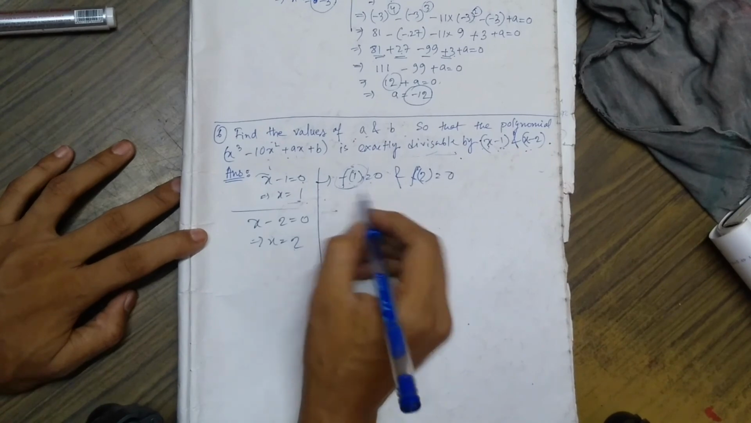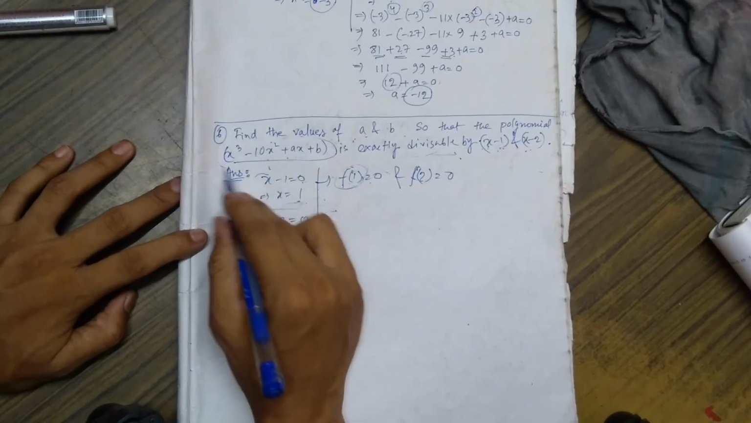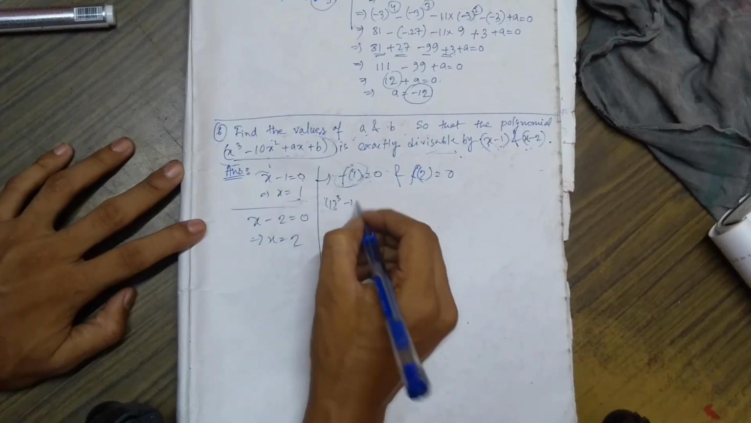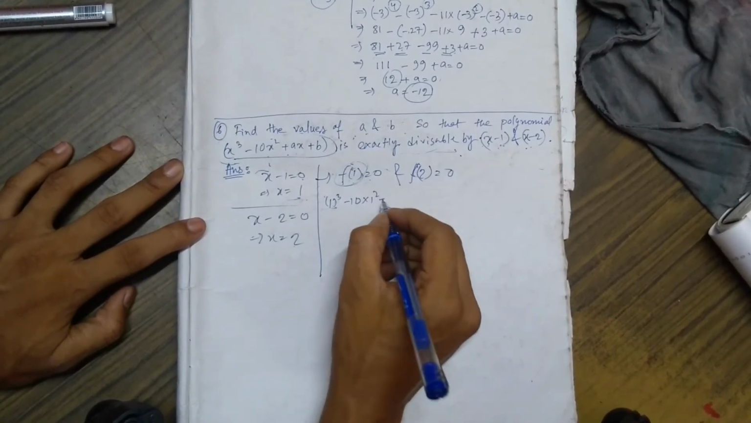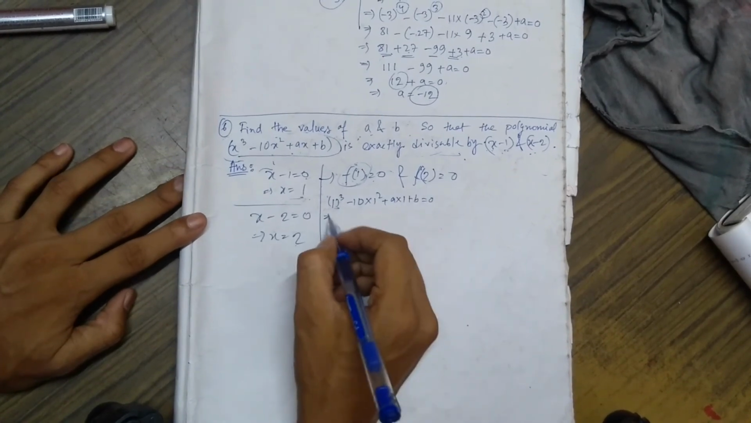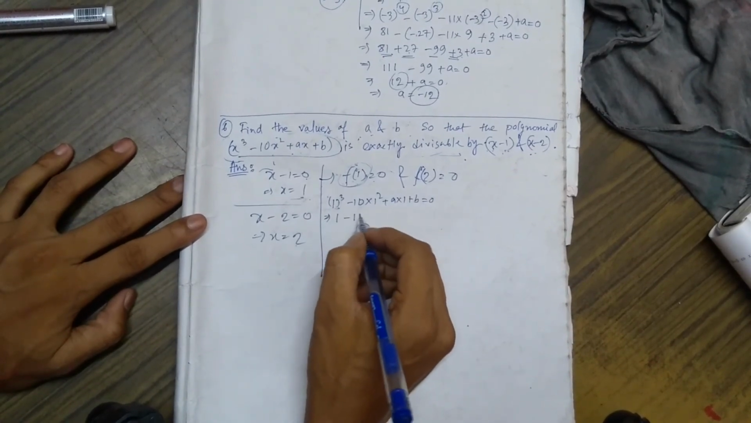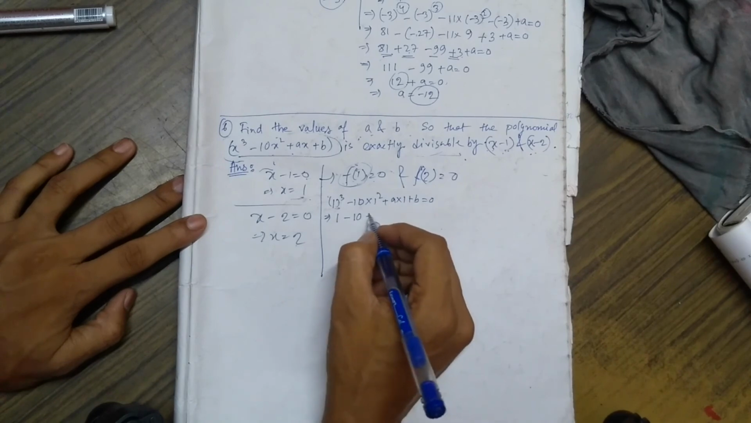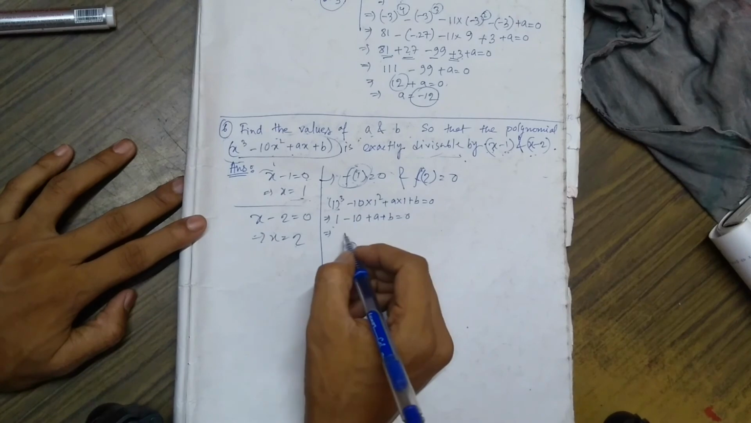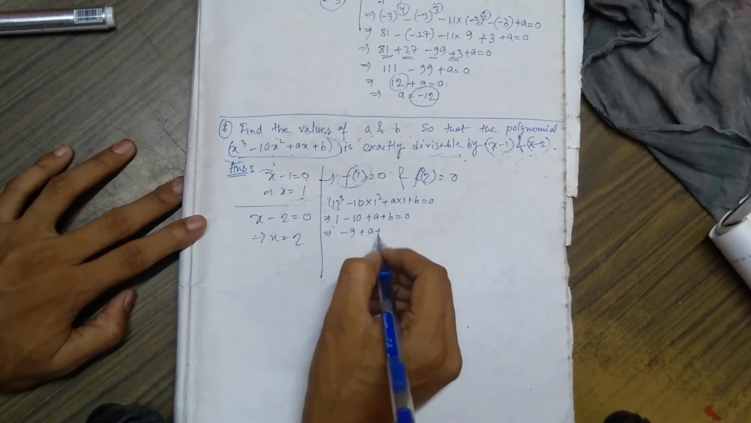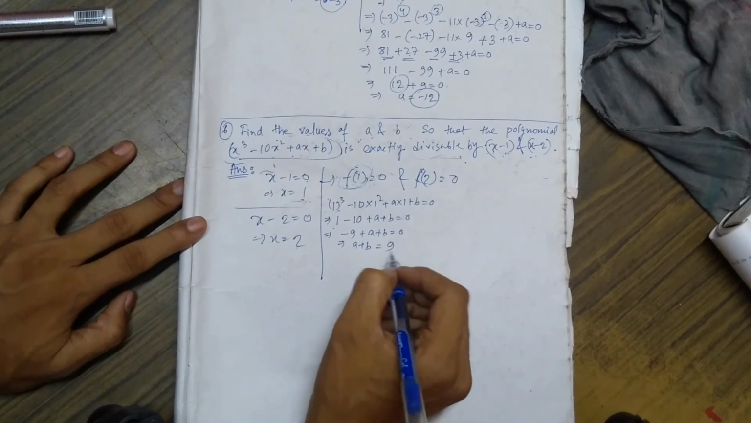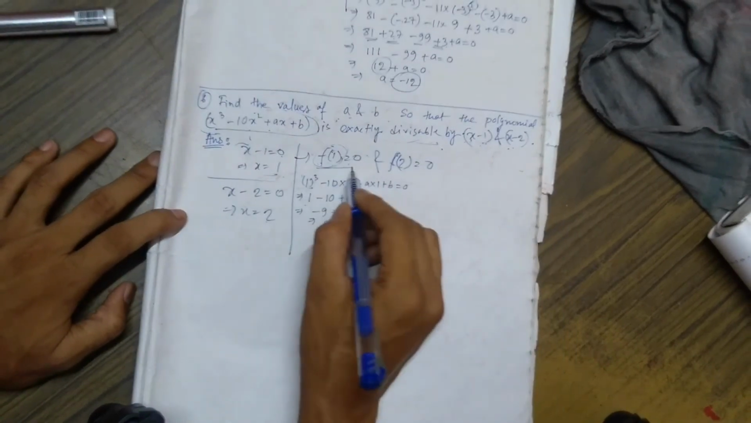So let's check that. This was our f, that is, this is our polynomial. So f of 1 will actually be 1 cube minus 10 into 1 square plus a into 1 plus b equals 0. So it will be 1 cube means 1, minus 10 into 1 square means 1, plus a plus b equals 0. So plus 1 minus 10 means minus 9, plus a plus b equals 0. So a plus b we got is plus 9 for this one case.